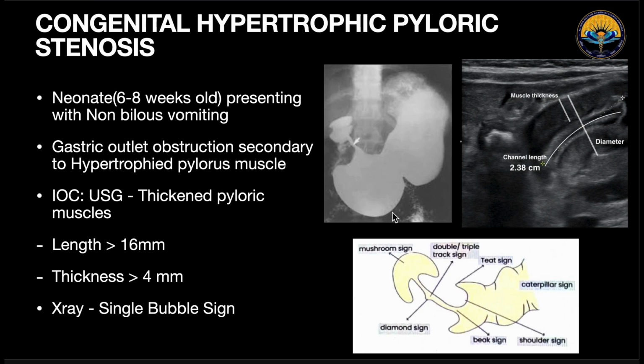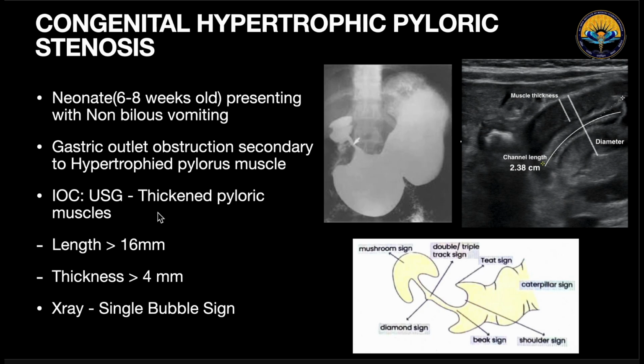So first is the congenital CHPS, congenital or infantile hypertrophic pyloric stenosis. Here we can see there was an infant approximately 6 to 8 weeks old who presented with non-bilious vomiting. And what we can see here is hypertrophy of the pylorus muscle, which will cause narrowing of the pylorus, and this will cause a gastric outlet obstruction.